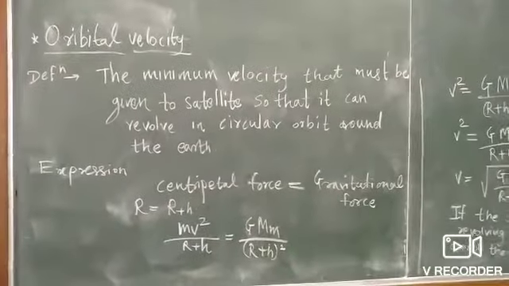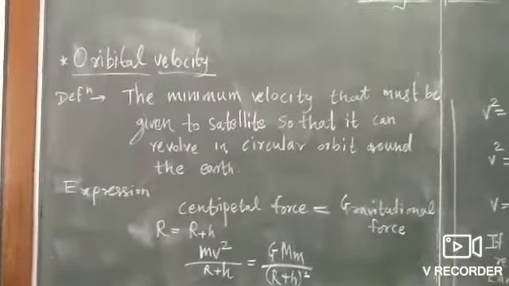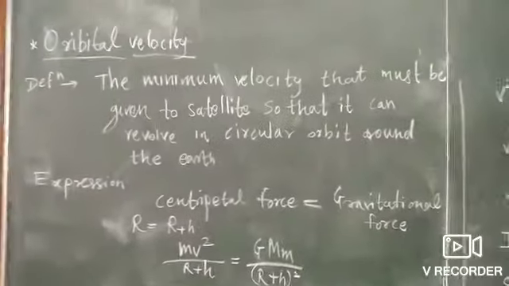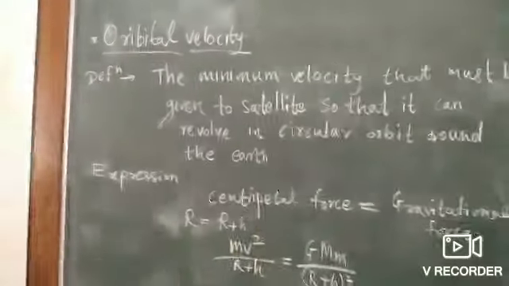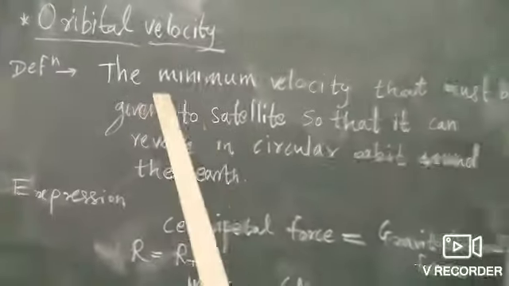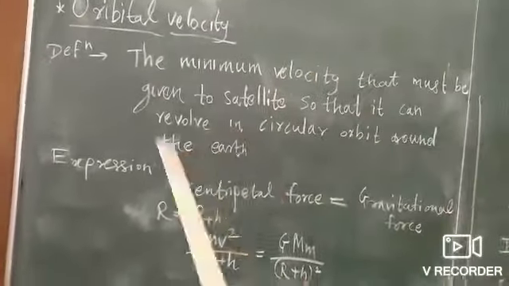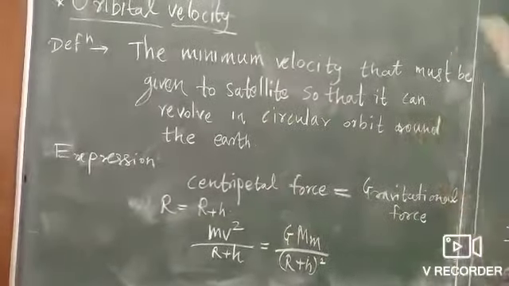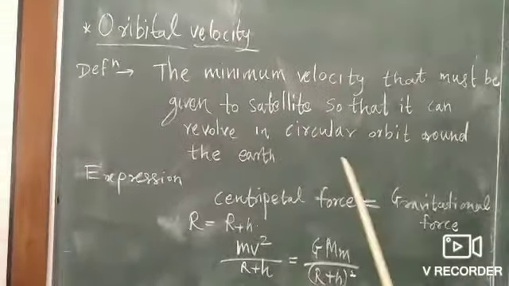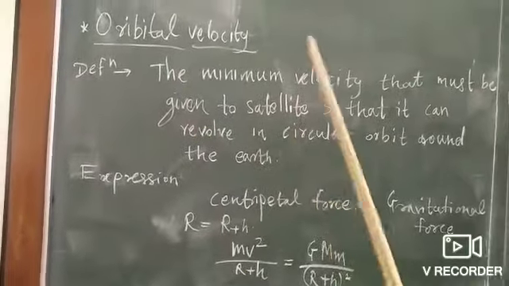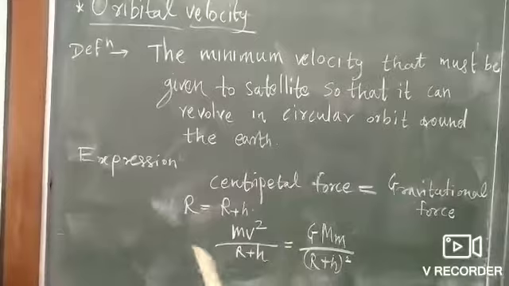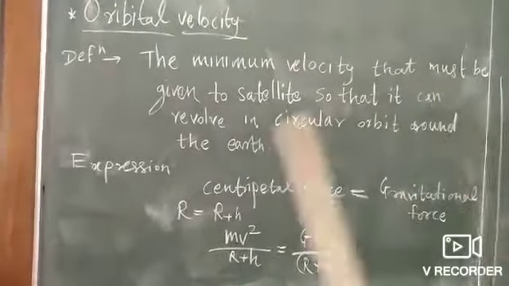Now we are going to find the orbital velocity. Orbital velocity is also known as critical velocity. Let us try to understand what the orbital velocity or critical velocity is. The orbital velocity or critical velocity is the minimum velocity that must be given to a satellite so that it can be revolved in a circular orbit around the earth. So the orbital velocity is the minimum velocity that must be given to a satellite so it revolves in a circular orbit around the earth.